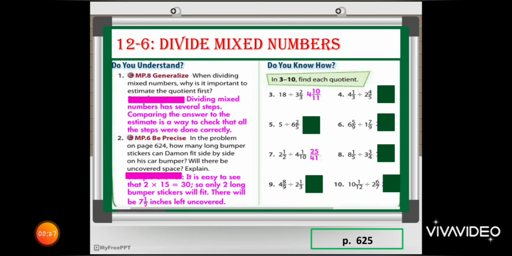Okay, these are the answers. For number 4, we have 1 and 23 over 42. Number 5, 25 over 32. Number 6, 3 and 11 over 16. Number 8, that is 2 and 14 over 75. Number 9, 2 and 2 over 21. And the last number is 3 and 127 over 240. Do we have the same answer? Well, very good. Good job to all of you.